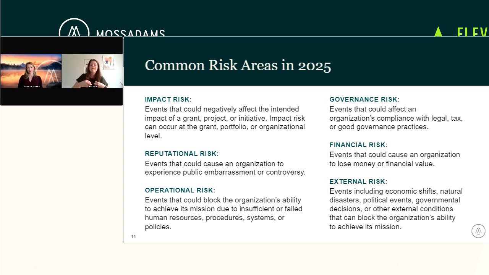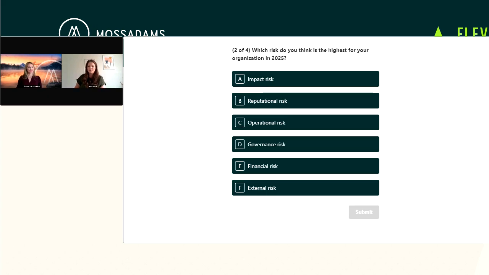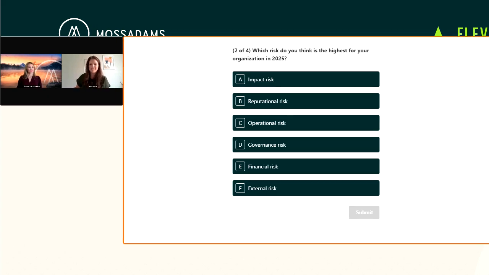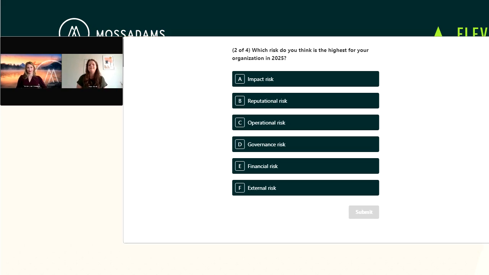We end up with higher risk of error, those sorts of things, if our systems aren't working really effectively for us. So there's, of course, some other risk areas here. I won't go into all of them in the interest of time. And I am going to go ahead and get us to our next polling question here. Which risk do you think is the highest for your organization in 2025? Impact risk, reputational risk, operational risk, governance, financial, or external risk?